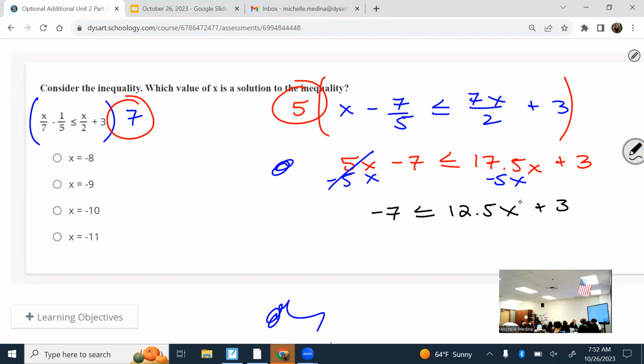And then now we're on to isolating the variable. So start with what's farther from the variable, either the 12.5 or the 3. How do I get rid of the 3? Whatever you do on one side. What's -7 minus 3? Less than or equal to what? Opposite of multiplying. 12.5 is divided. And whatever you do on one side.